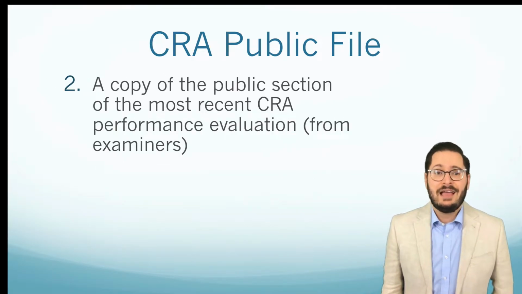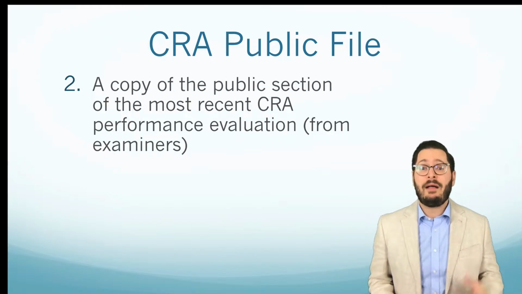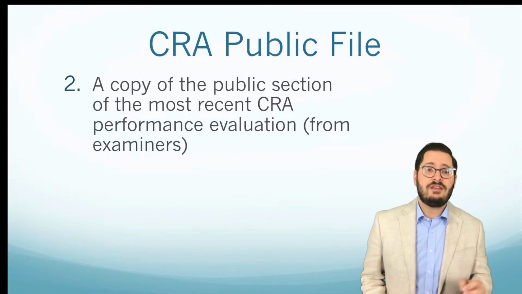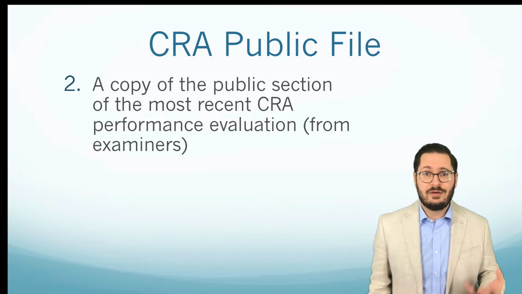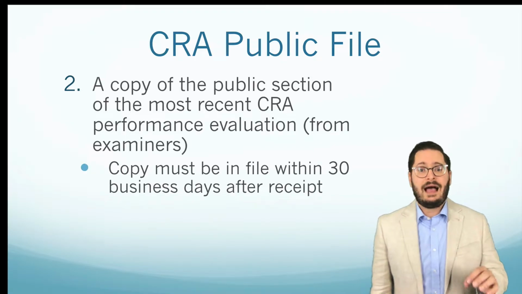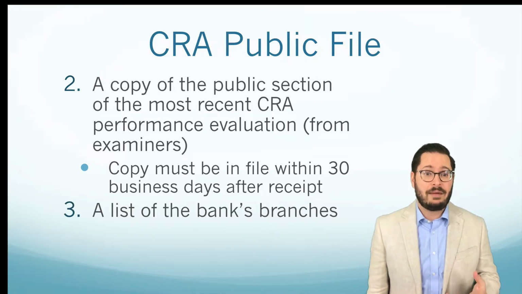That's the first thing. Now, the second thing that needs to be included in the CRA public file is a copy of the public section of the most recent CRA performance evaluation. So your examiners will provide this after they do a CRA evaluation, and the copy must be in the file within 30 business days after you receive this copy.